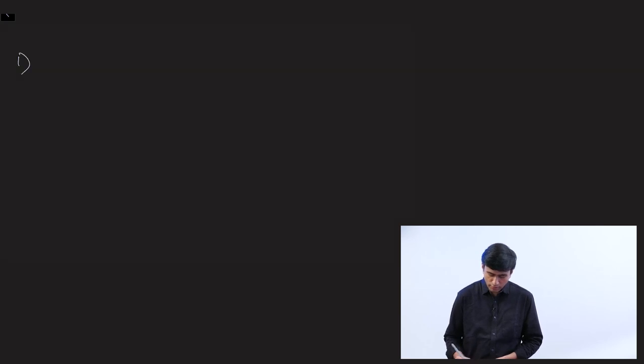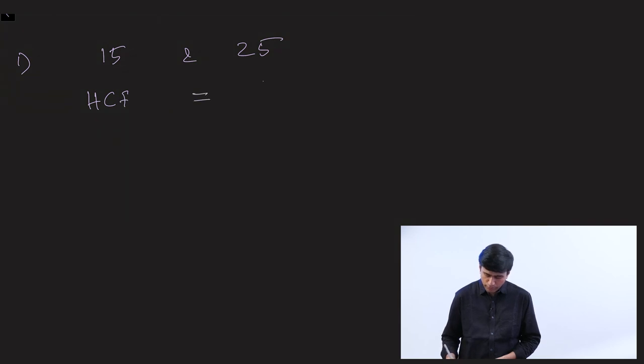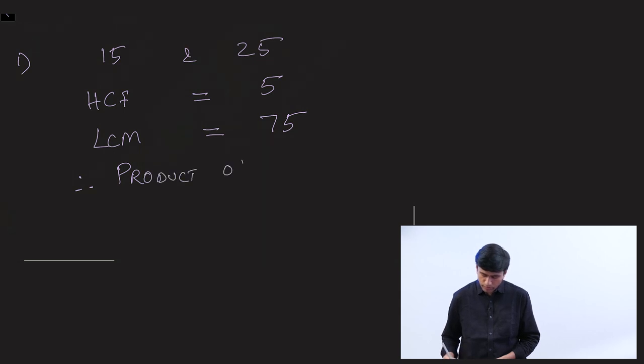Let's take 2 numbers, 15 and 25. The HCF of 15 and 25 is 5. The LCM of 15 and 25 is 75. Therefore, the product of HCF and LCM is 5 into 75, which is 375.